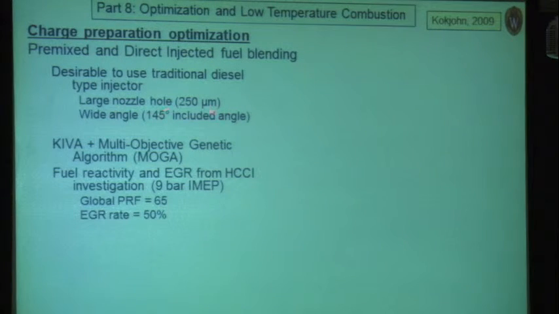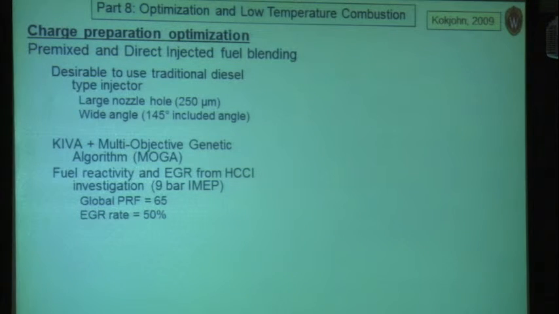It's actually a fairly large hole injector. And the multi-objective genetic algorithm strategy that I discussed with you a few minutes ago. So basically, we took the results from the 9-bar operating point, where the global PRF number we chose was 65. So that would be basically 65% isooctane in the premix charge, and an EGR rate of 50.